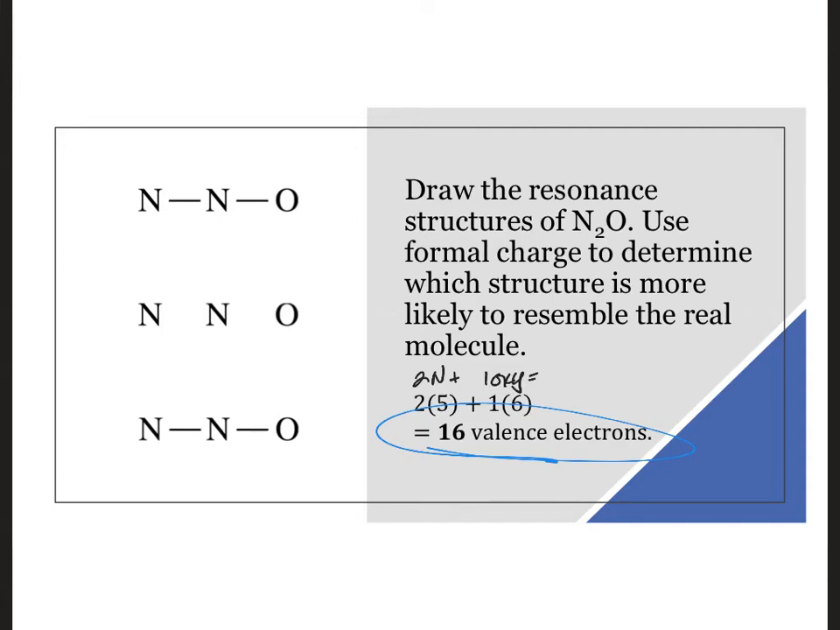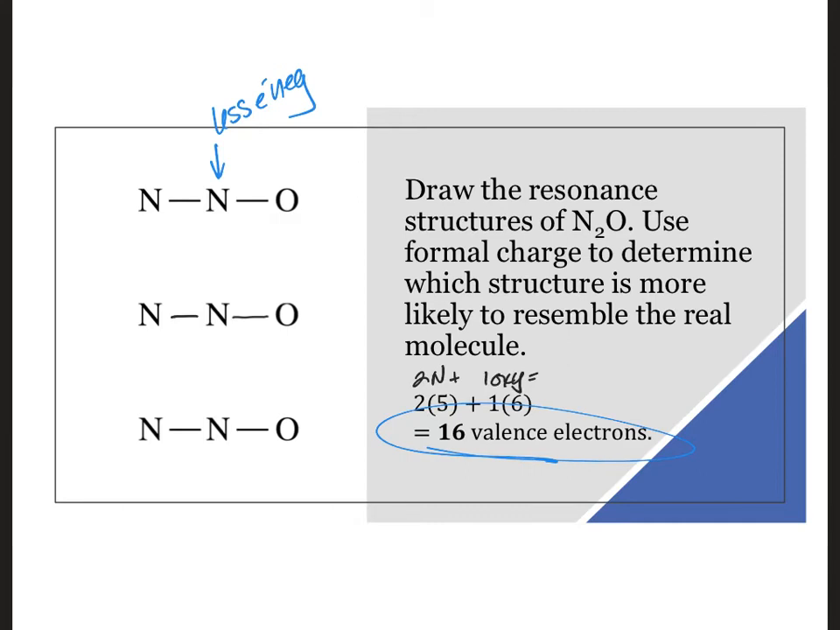Step 2. Select the central atom and arrange the other atoms around it. Nitrogen is less electronegative than oxygen, so becomes the central atom. Step 3. Draw single bonds between the central atom and each terminal atom. Connecting the atoms together with single bonds uses up 4 electrons.